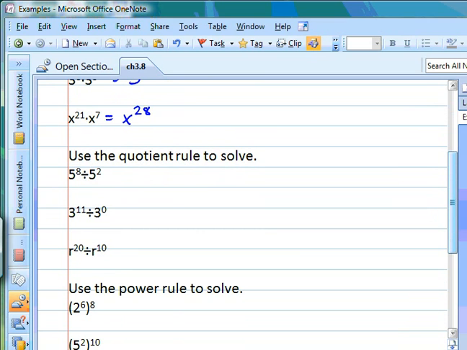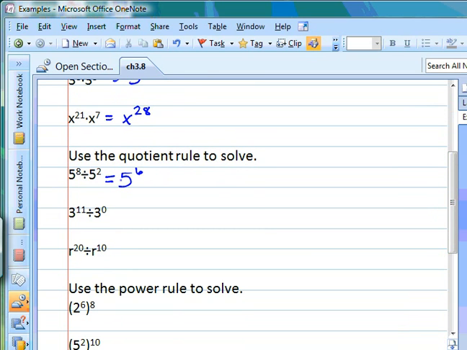Okay, our next set of examples uses the quotient rule. Now the quotient rule, if you remember, tells us that we need to subtract our exponents. If we're looking at a division problem, we need to subtract the exponents. So 5 to the 8th power divided by 5 to the 2nd power. We keep our 5, that's our base, and we look at our exponents, 8 and 2, and we subtract them. 8 minus 2 is 6. So we have 5 to the 6th power.